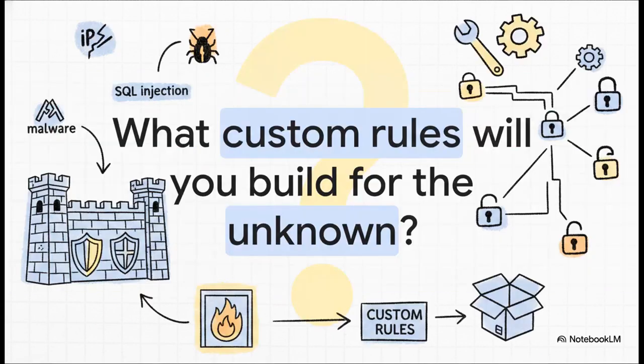We've seen how the gauntlet operates, catching everything from bad IPs to complex SQL injections using defense in depth. But I want to leave you with this final provocative thought. Your WAF handles the known threats perfectly right out of the box. But what custom rules will you build for the unknown? Because true security isn't just turning on a firewall, it's adapting it to the totally unique vulnerabilities of your own application.